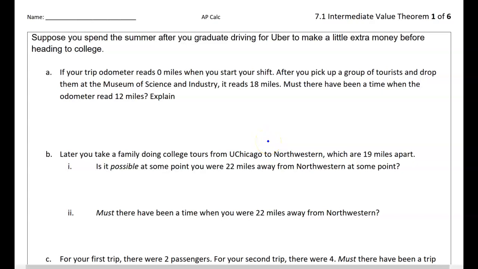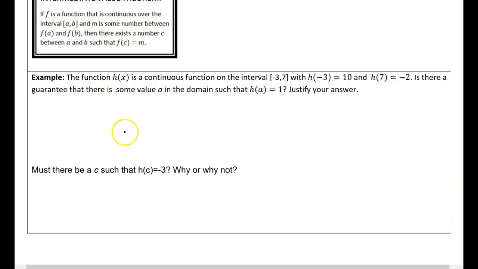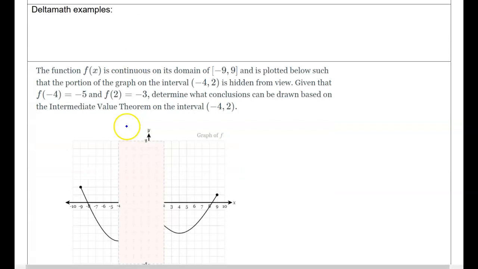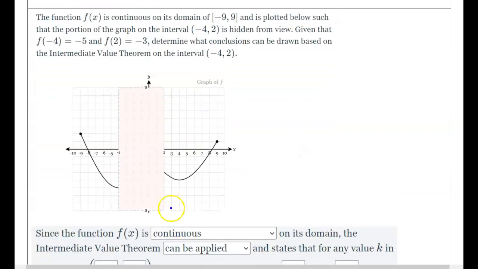So now that we spent a little bit of time studying continuity, we're going to dive into a couple of ideas that allow us to apply this idea of continuity in pretty powerful ways. One of those ways is called the intermediate value theorem. And if you look a little bit down on your page, we have the intermediate value theorem expressed in mathematical notation. And if you look on the second page, we have a Delta Math example that looks kind of scary.